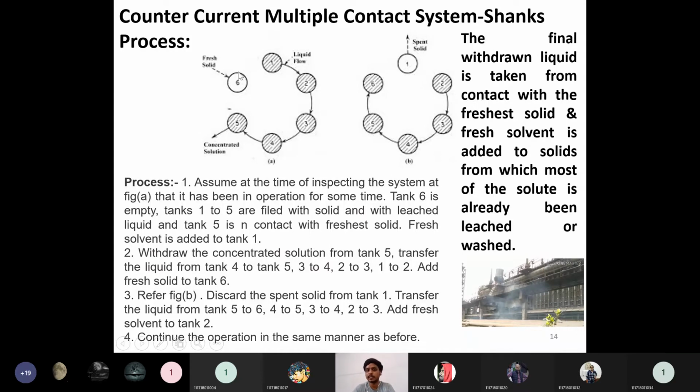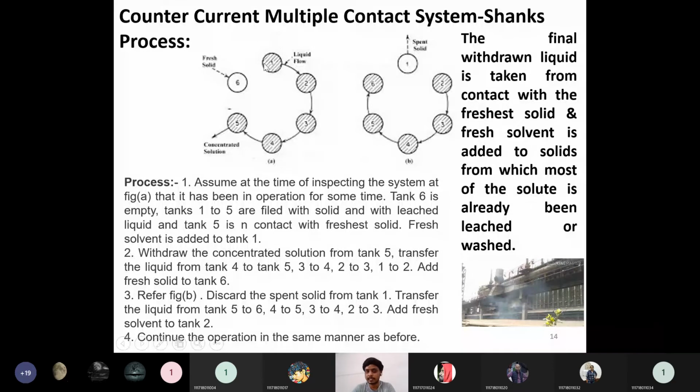In these 6 tanks, what happens? Tank 6 will be empty, without any solid or solvent. Then at time t equals 0, tank 1 will be filled with solid plus solvent, and tank 2, tank 3, tank 4, and tank 5 will be filled with solid plus solvent. If you start from here, the filling process: the solids which are first filled, time t equals 1, you take 1 minute. So time t equals 2 minutes.